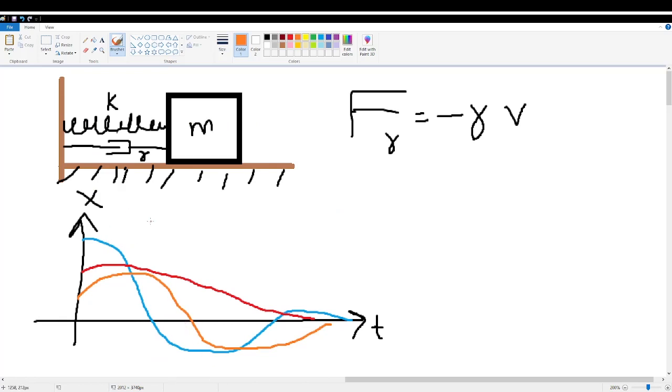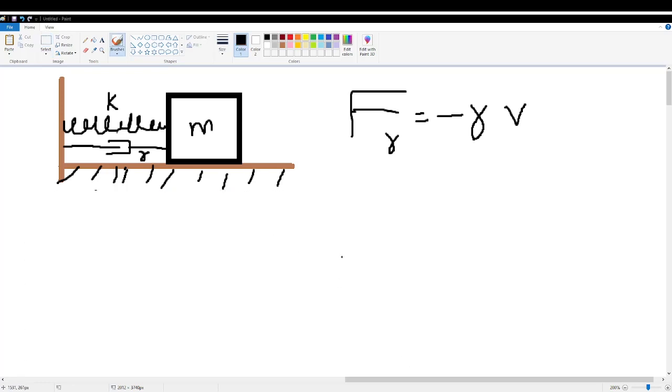So blue, underdamped, red, overdamped, orange, critically damped. Right? So with these three options in mind, now that we have an intuitive understanding of our system, let's actually model this in the same way that we modeled our previous mass spring damper system.